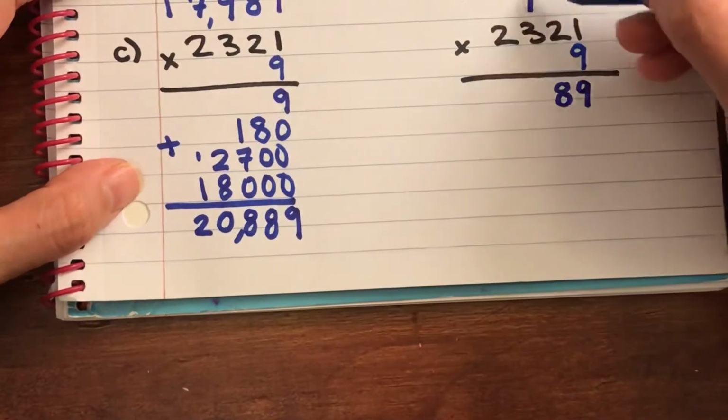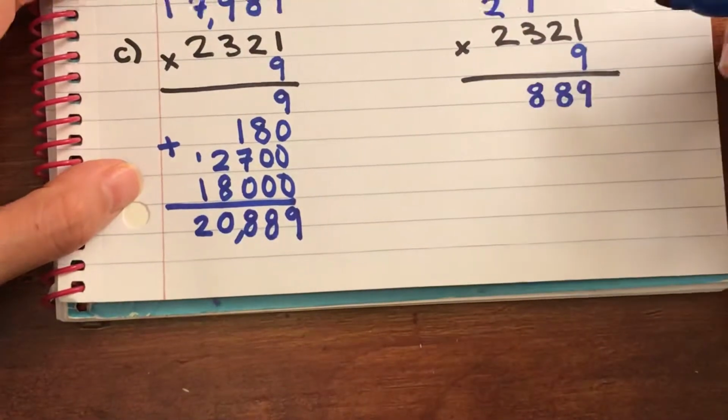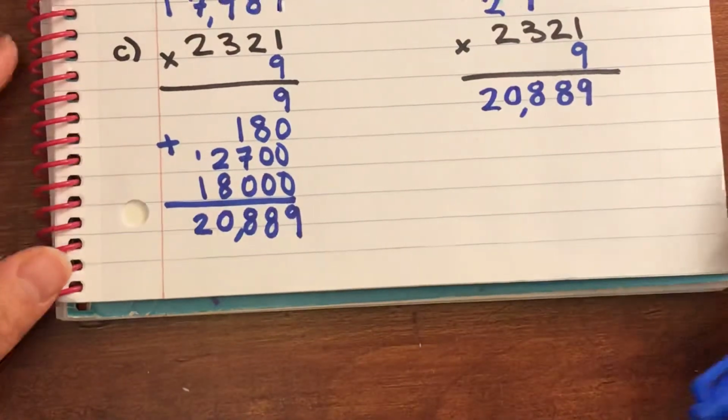For the standard form, I have 1 times 9, 2 times 9, 18, regroup up here. 9 times 3 is 27, adding on the 1 is 28. And then 9 times 2 is 18, plus 2 is 20, 20,889.